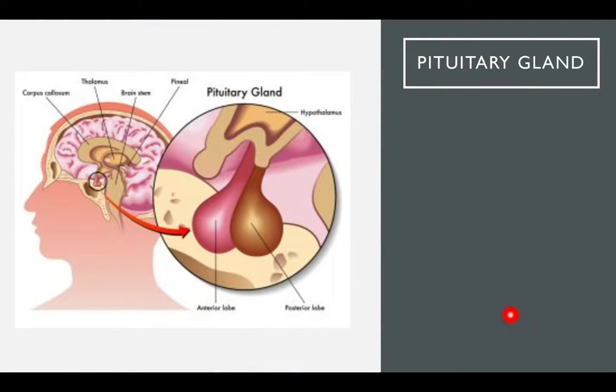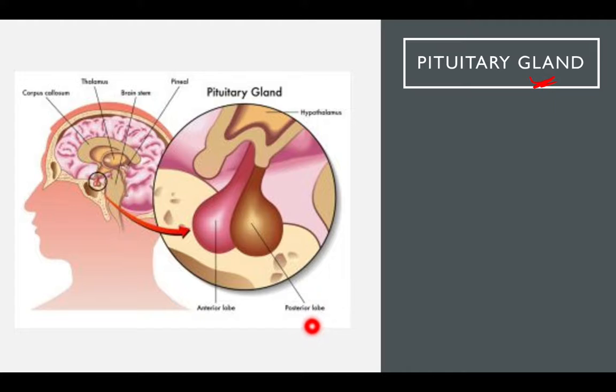Okay, the fourth component that makes up the brain. Okay, when I say gland makes up the endocrine system. But now we are discussing about nervous system. Okay, pituitary gland is actually under endocrine system. But pituitary gland is located in the brain, which makes up the nervous system. That is why we discuss pituitary gland in this subtopic.